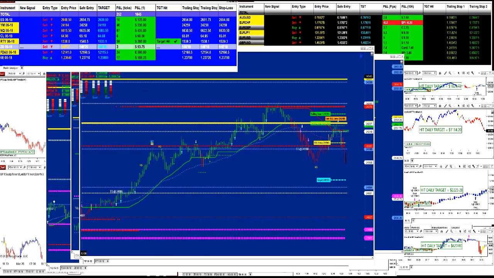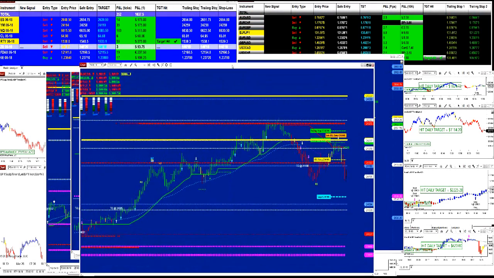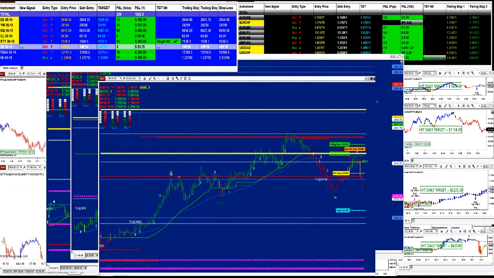And then we have a buy on the US dollar. Let me see on it. Yeah. So if we notice right now, the Russell hit the target. Let's look at the Russell.